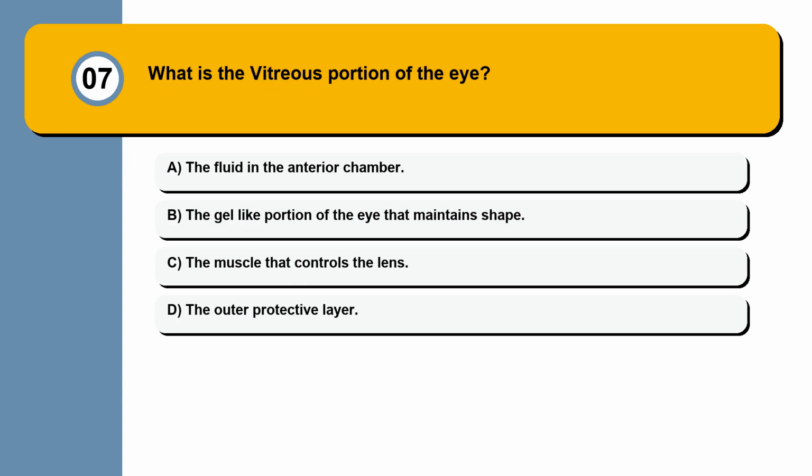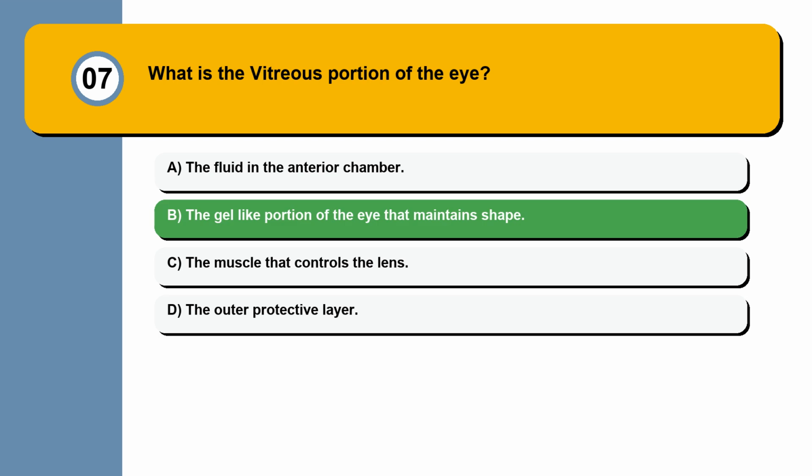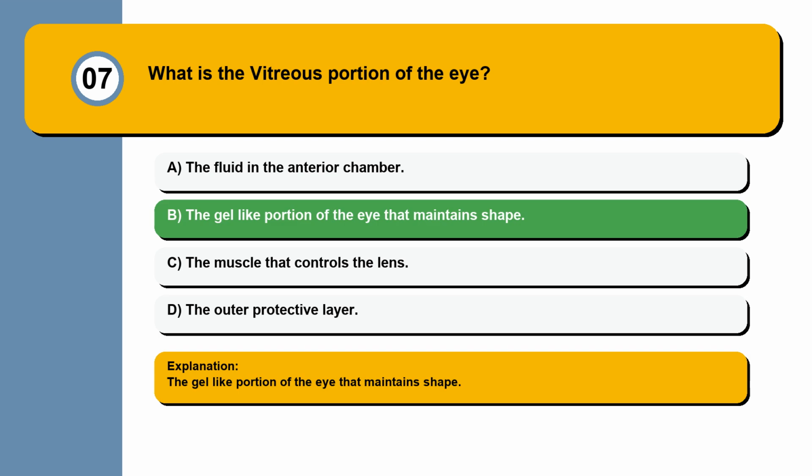Question 7. What is the vitreous portion of the eye? The fluid in the anterior chamber, the gel-like portion of the eye that maintains shape, the muscle that controls the lens, the outer protective layer. The gel-like portion of the eye that maintains shape.